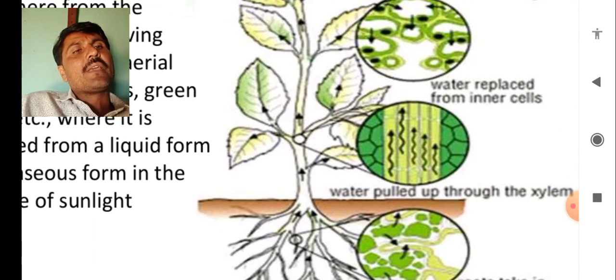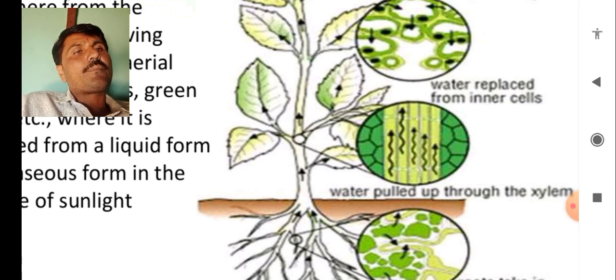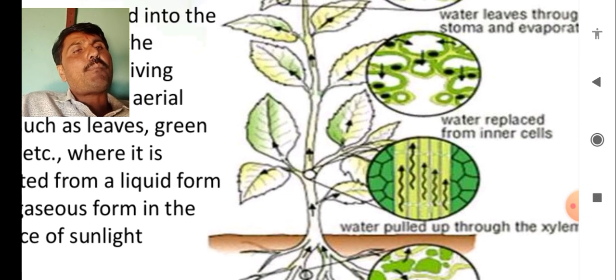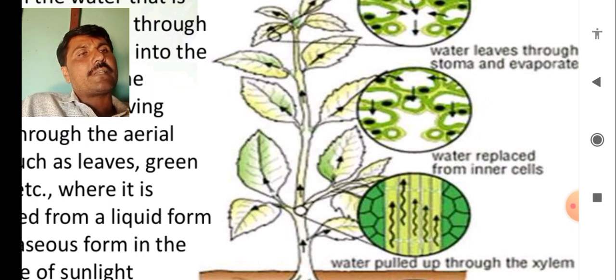This is the xylem, which is present in the vertical tubes or vessels, like water pulled up through the xylem. See, this is the xylem structure here, which passes through the leaves and through the stem. Water is replaced from inner cells.